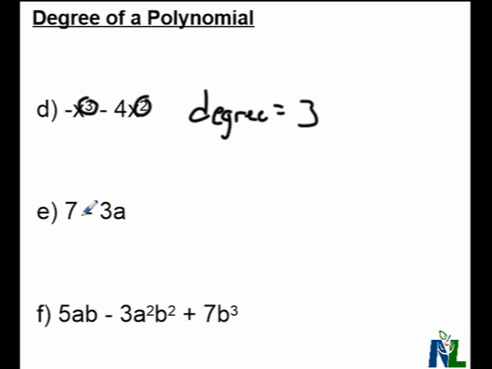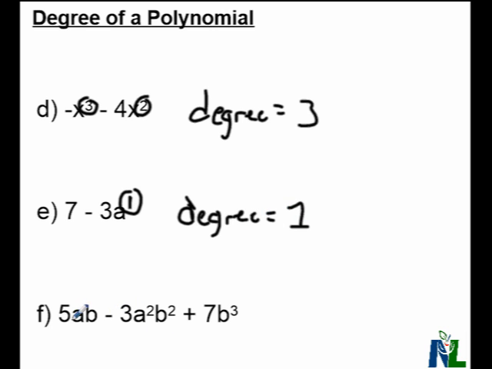Well, second example, I have 7 minus 3a. Well, there's no variable written here, so this is kind of like an exponent 0. And since I see a with no exponent, I know that that's exponent 1. And therefore, between these two terms, my highest exponent is 1. So the degree is 1.